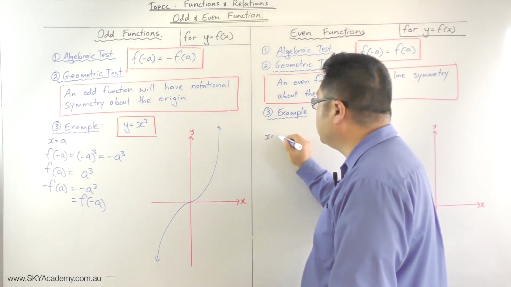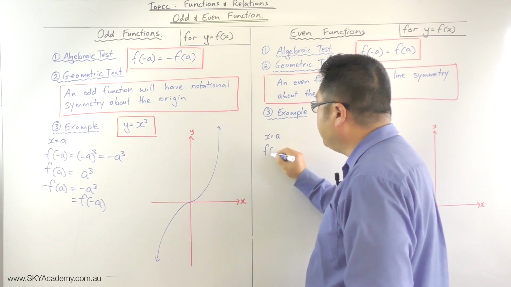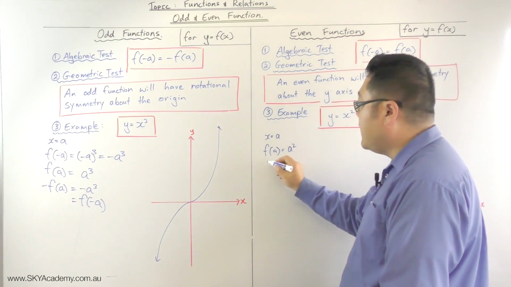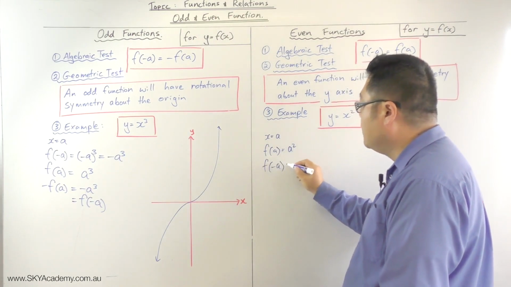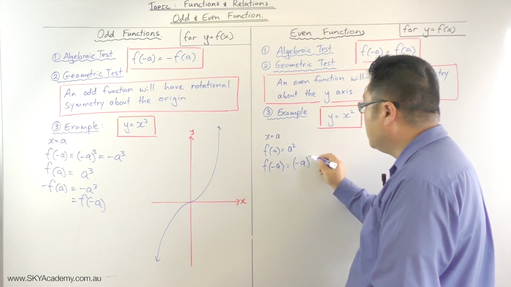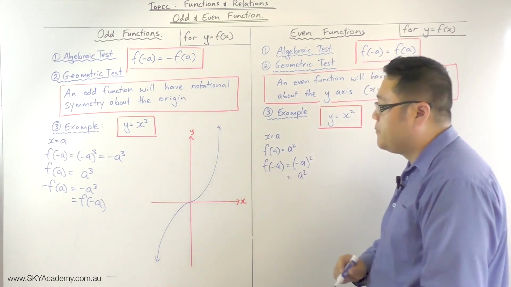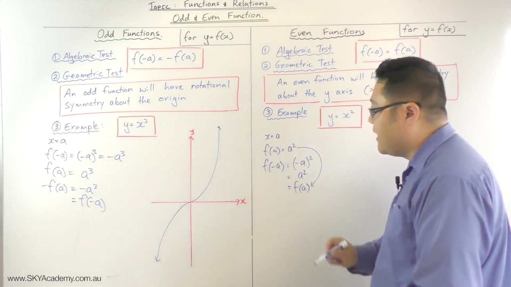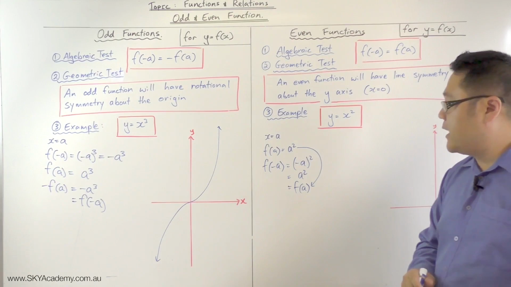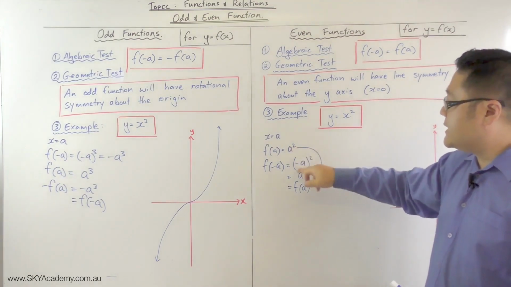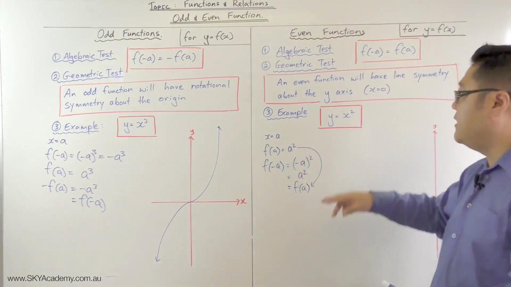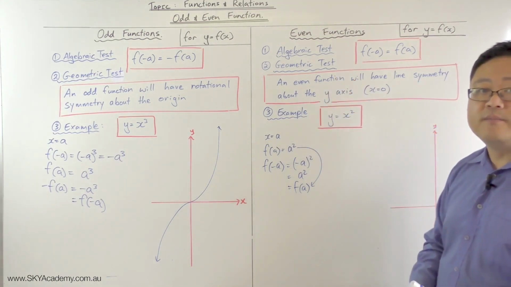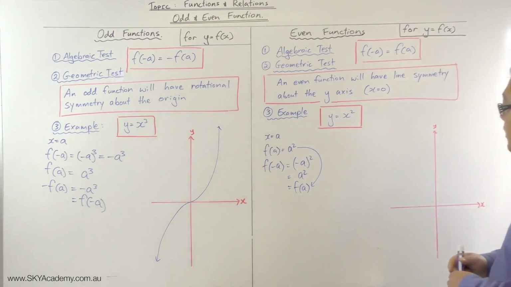So when x is equal to a, f of a equals a squared. Do you see that? Now, f of minus a would be equal to minus a all squared, which is a squared, which is also equal to that. Do you see that? Okay, so we can safely say that y is equal to x squared is an even function. Okay, good.